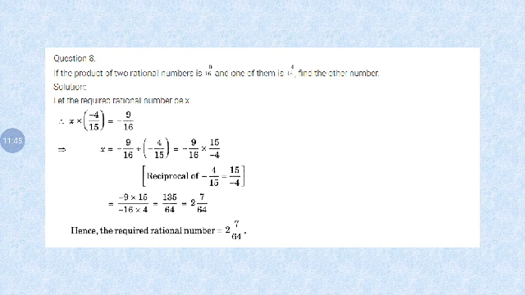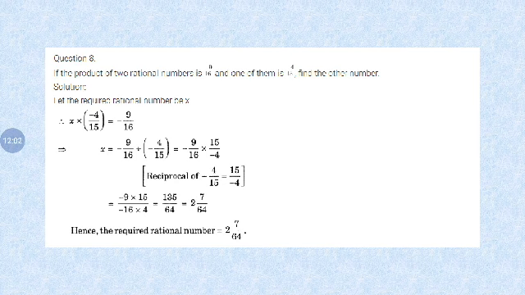So keep it, change it and flip it. Keep it means don't change the first fraction. Change it means division into multiplication. Another one is flip it. Form a reciprocal. Minus 9 by 16 into 15 by minus 4.